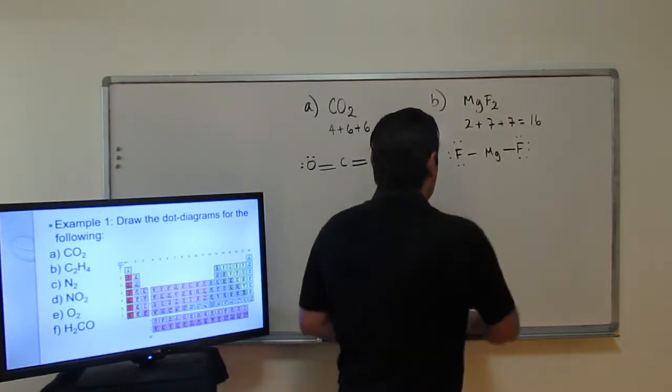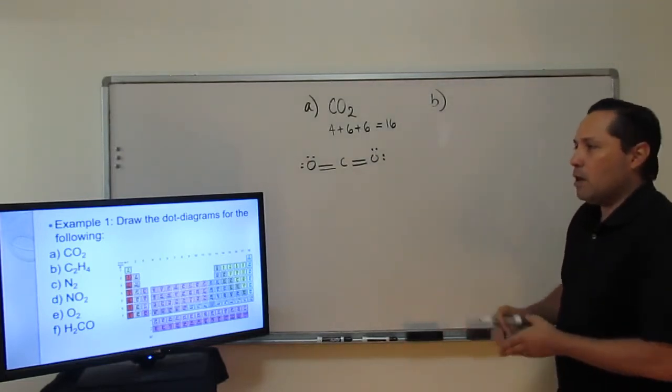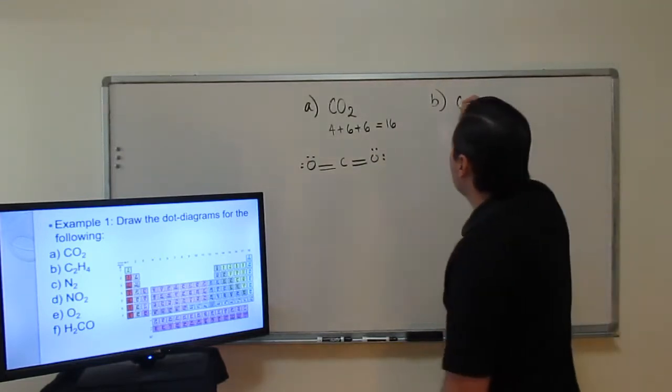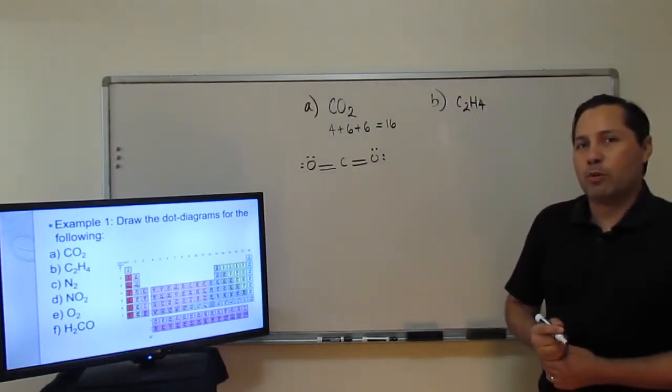Alright, now let's get to letter B. Oh, I wrote letter B, but that wasn't B. That was the one I made up. Alright, letter B, we have C2H4. Alright, let's count the number of valence electrons.